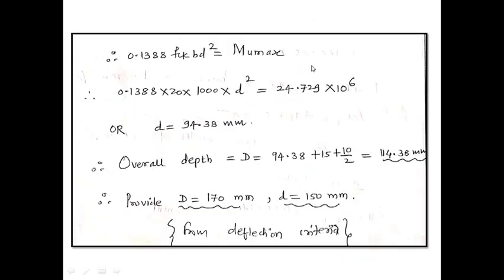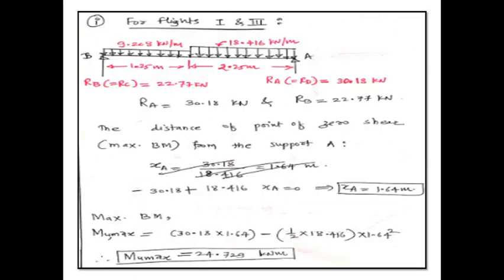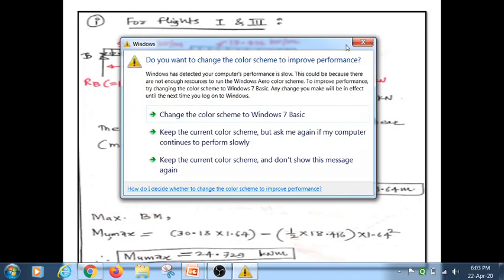Now going further, we know from limit state theory that the maximum bending moment is 0.1388 fck b d square for Fe415 steel. So it is 0.1388 into M20 into 1000 into d square is Mu max, which we have just calculated. This value of Mu max is 21, whereas the other Mu max, for flights 1 and 3, is 24.729 kilonewton meter.